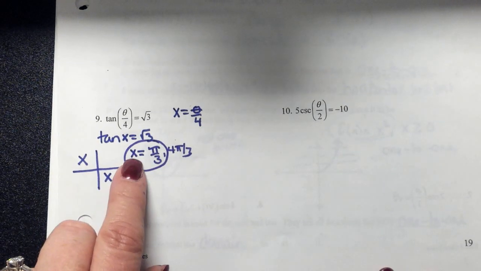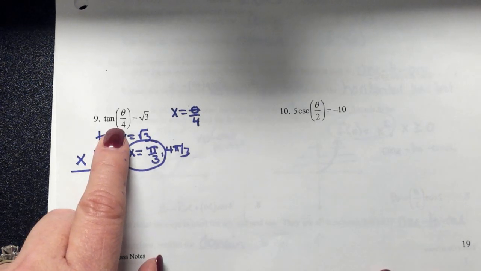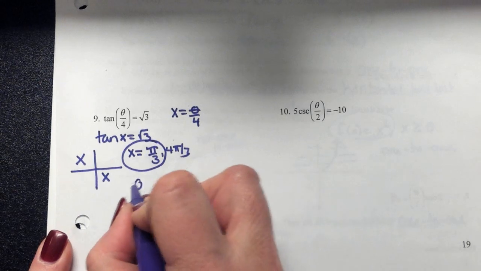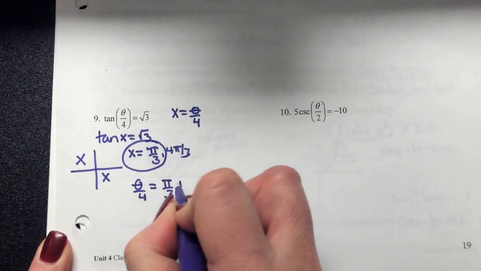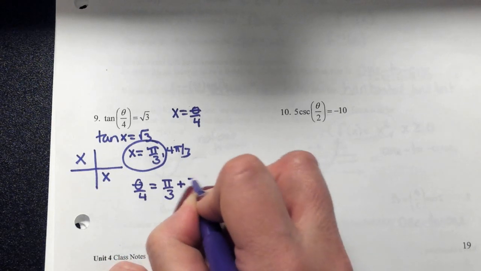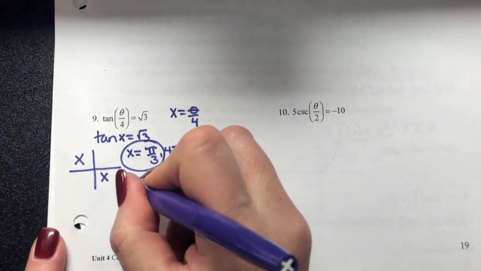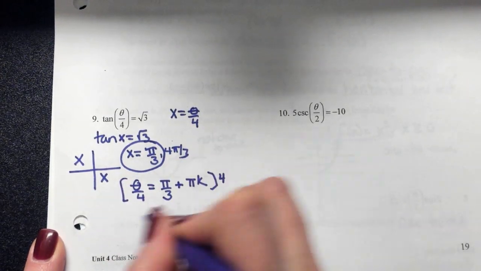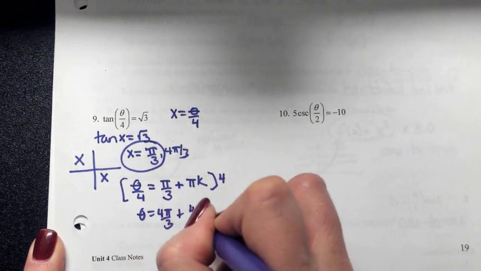Remember, my original problem was not in terms of x, it was in terms of theta over 4. So I have to take theta over 4, set it equal to pi over 3. Remind me again, is it a plus pi k or plus 2 pi k? Plus pi k. So now I'm going to multiply by what? 4. So theta is equal to 4 pi over 3 plus 4 pi k.